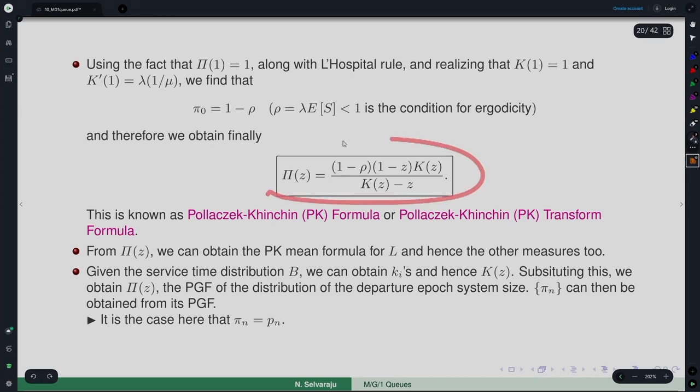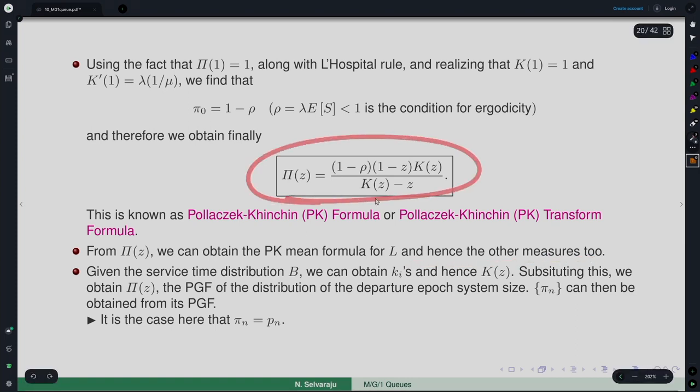So, once I know this, I can obtain the PK mean value formula. I can differentiate this and obtain the departure point equilibrium mean values, and that will be equal to, since we already observed, the arbitrary time point value. So, that will be the L in the general case as well. Okay. And hence other measures can also be obtained.